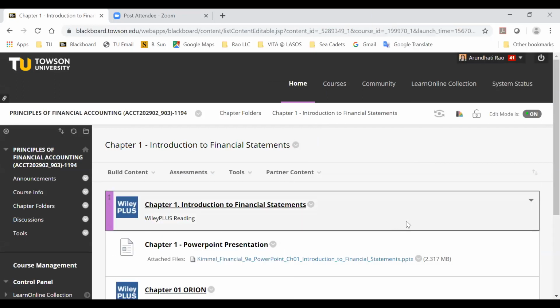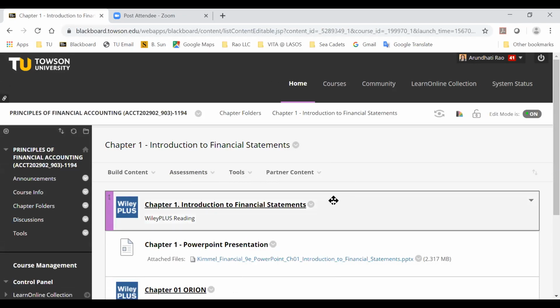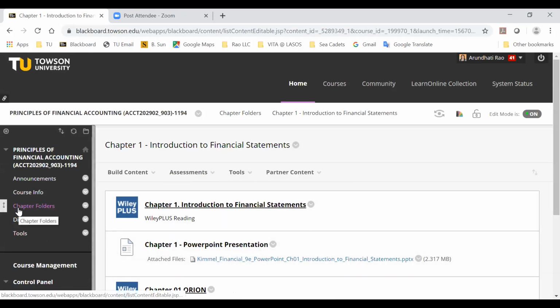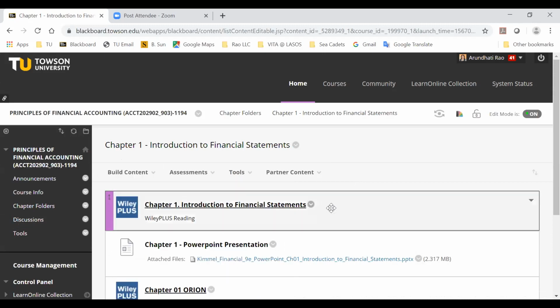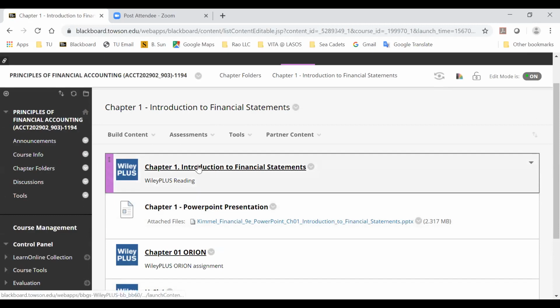I'm now on Wiley Plus in our class. In Blackboard, I'm sorry, in our class. Before I get into Wiley Plus, I'm in the chapter folders. I've opened chapter 1. And if you scroll down, you will see the homework assignment. The homework assignment I will look at a little later on in terms of how it is laid out in Wiley Plus. Right now, I'm going to access the chapter itself.